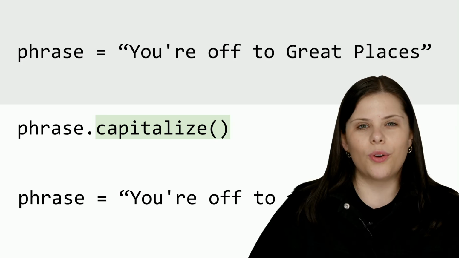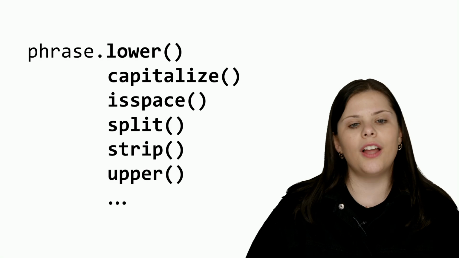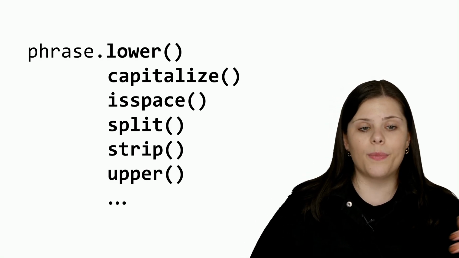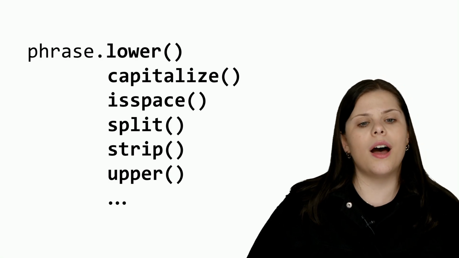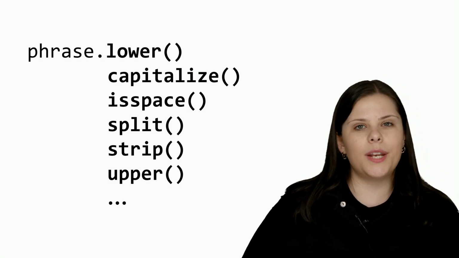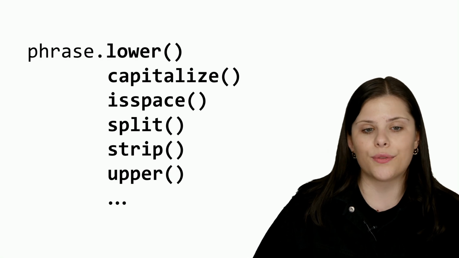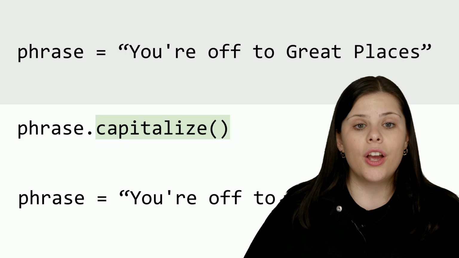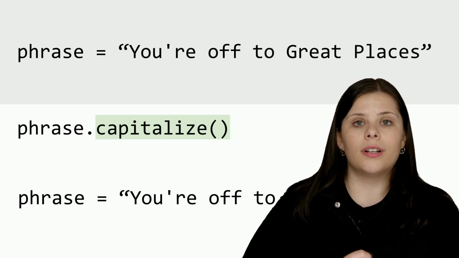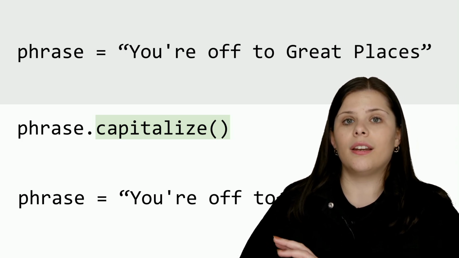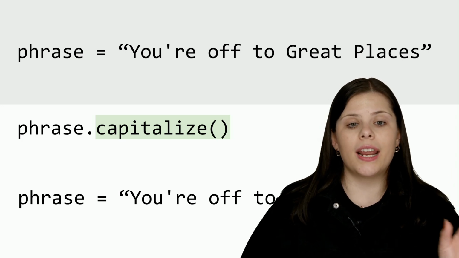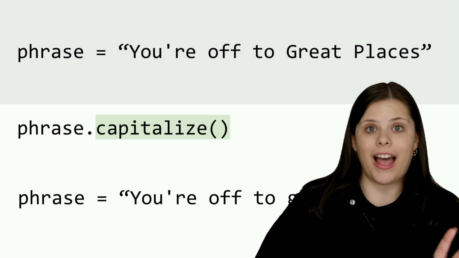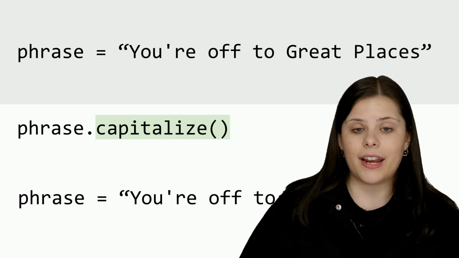So again, you can play around and see how these methods respond to different inputs. What are some other ones that we have? We talked about lower and capitalize. There is also isspace, which checks if the whole string is spaces. And then split will split based on the delimiter that you give it. For example, if I wanted to split by spaces, I would get back "you're," "off," "to," "great," "places," separated by spaces and put into a list where I now have 5 elements, because that is the number of words I had in my phrase.